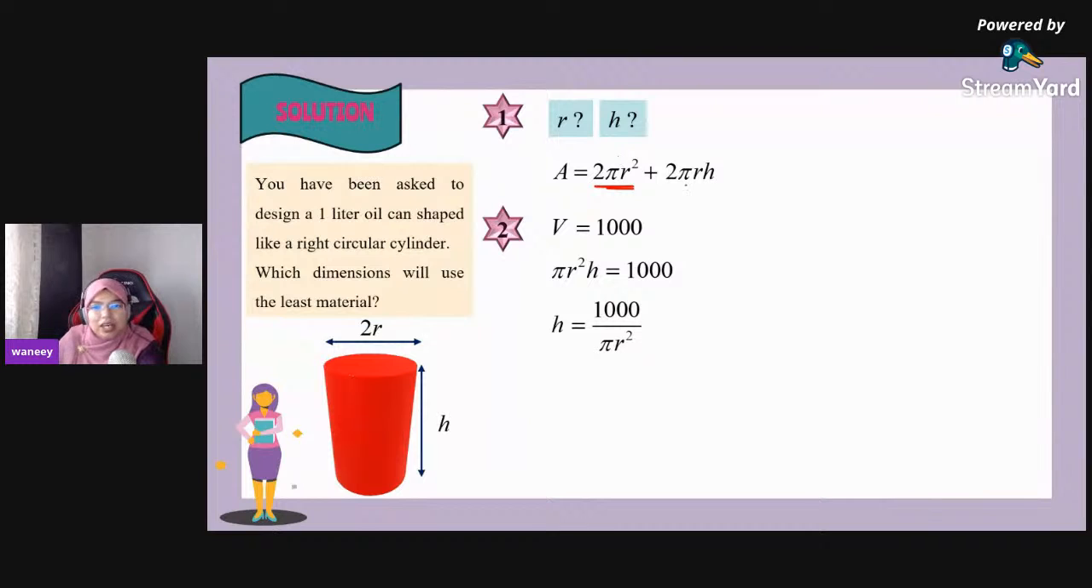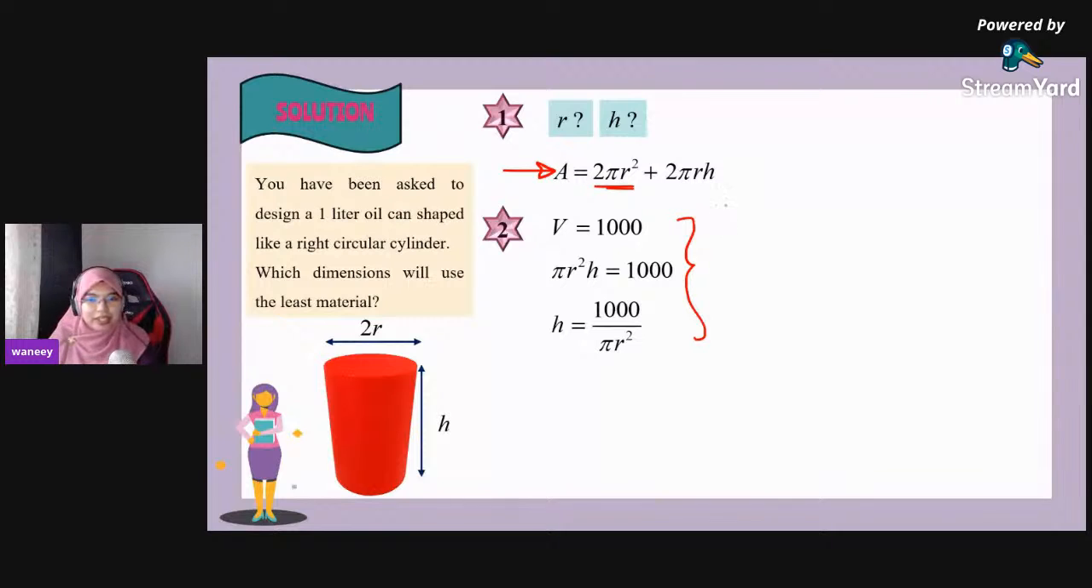So why did I do this? This is because for A, I want to change everything either in terms of R or everything in terms of H so that we can differentiate them straight away. Because if there are two variables, then we will have to do implicit differentiation. So I don't want to do implicit. That will be quite long. So I want to straight away differentiate them. So that is why I'm finding out some relation between H and R. So I'm either changing H into R or R into H.